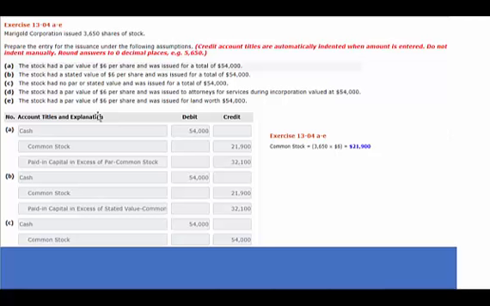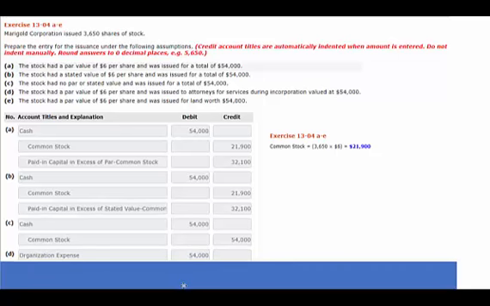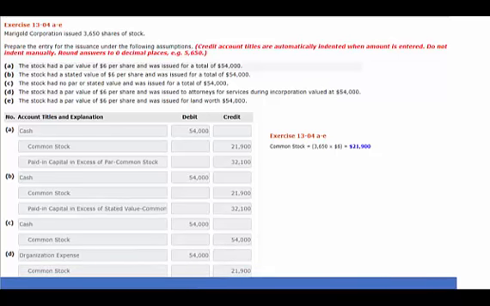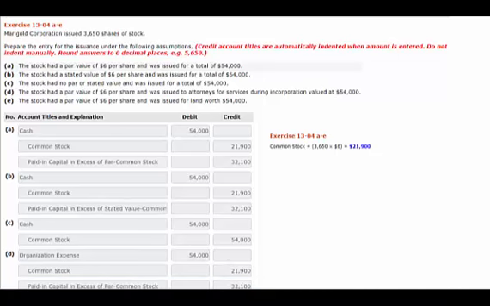All right, what about Part D? Part D says the stock had a par value of $6 per share and was issued to attorneys for services valued at $54,000. Well, this time we're not receiving cash. Instead, the attorneys helped us during the incorporation, so that would be recorded as an expense, organization expense, $54,000, and the credit would go at the par value of $21,900. And then the difference flows through as paid in capital in excess of par on common stock.